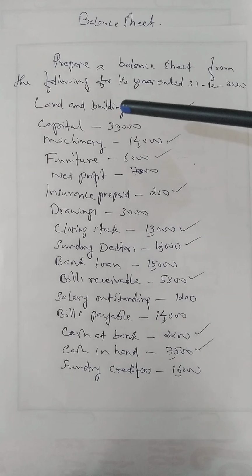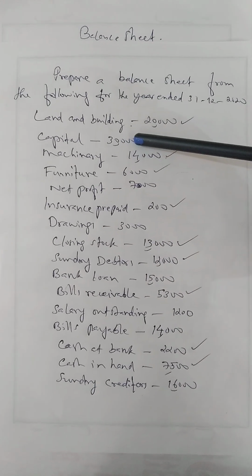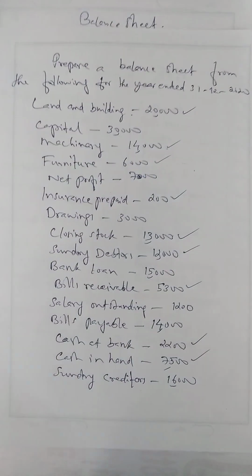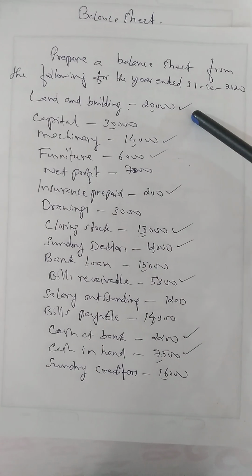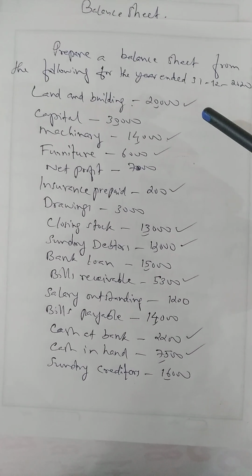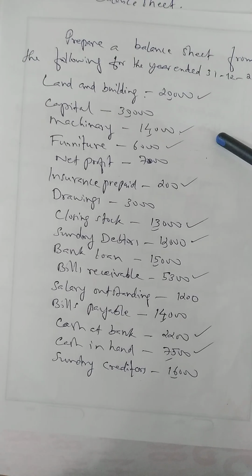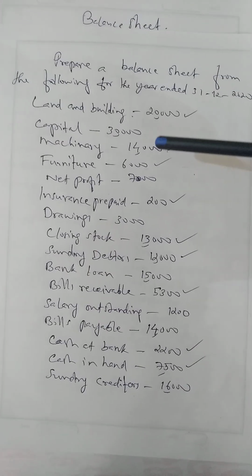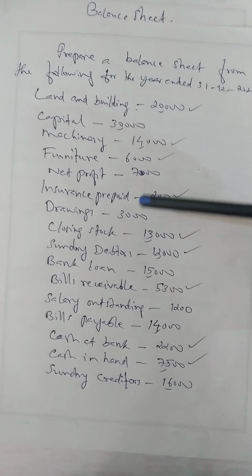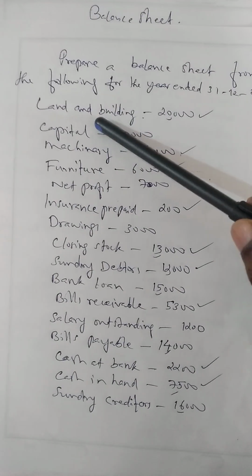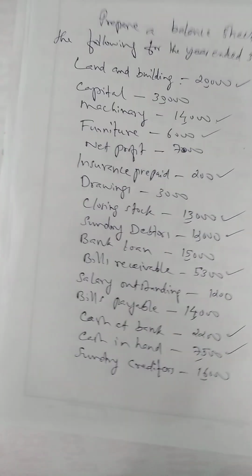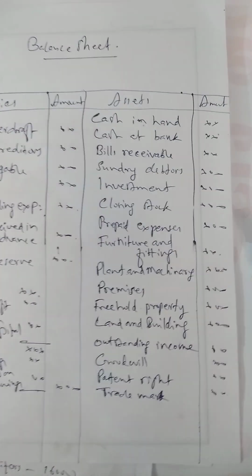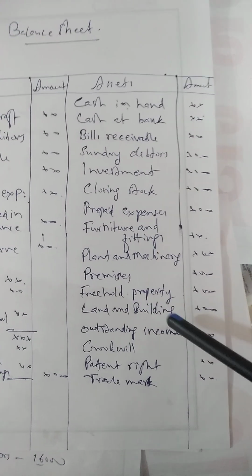identify what are the items to be shown on the asset side and liability side. I just ticked the items which are to be considered on the asset side, and the liability side items remained unticked. Look here. Land and building is an asset. If you refer to the format, you can see that.